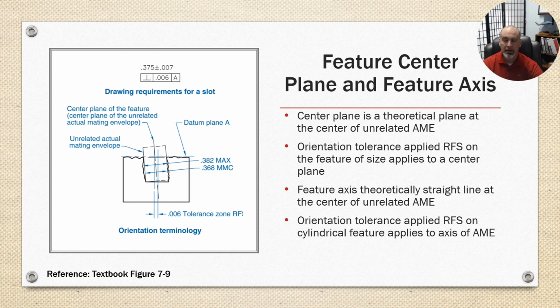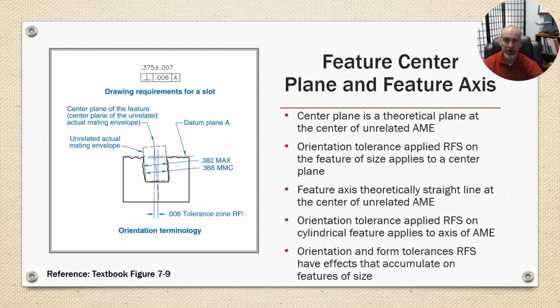And the orientation tolerance applies regardless of feature size on cylindrical features, applies to axis of AME. And orientation and form tolerances, regardless of feature size, have effects that accumulate on features of size.